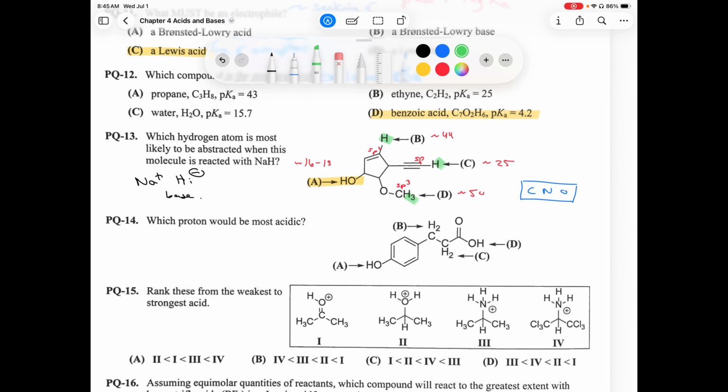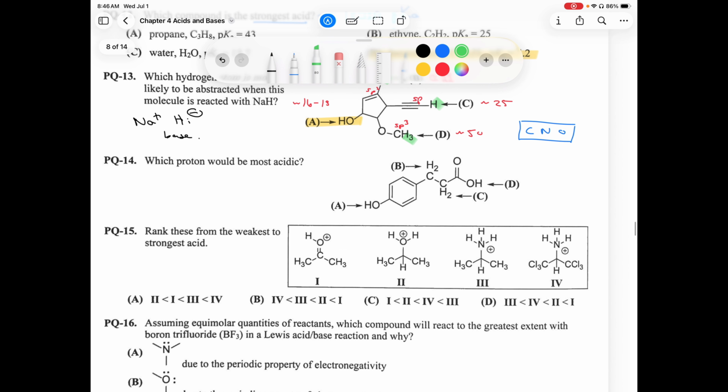Okay, let's take a look at these. So next one, which proton would be most acidic? If we look at A, that's a phenol, right? If you look at this portion here, that's a phenol, and we said the pKa of a phenol was around 10, so I'll just put around 10 here for that one. Okay, we have a carboxylic acid here, and we said the pKa of acetic acid was around 5, so we'll just put 5 for this one here.